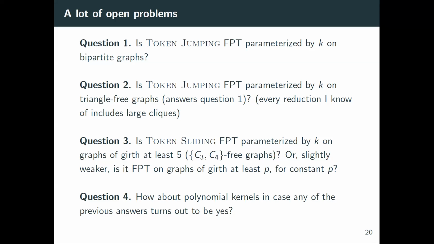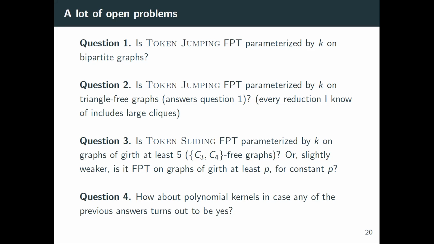So the second interesting open question is, how about token jumping parameterized by K on triangle free graphs? That's even more general than question one. The reason I mention this question separately is because almost every reduction that I know of includes large cliques. So how about if we don't allow triangles and large cliques? Can we then say something about the problem? So that's for token jumping.